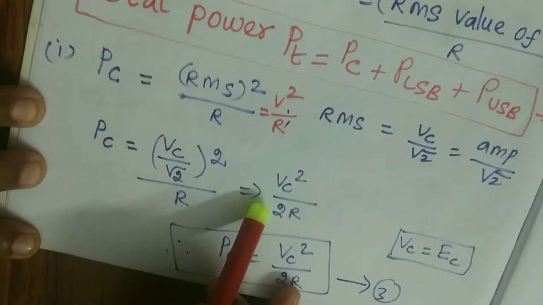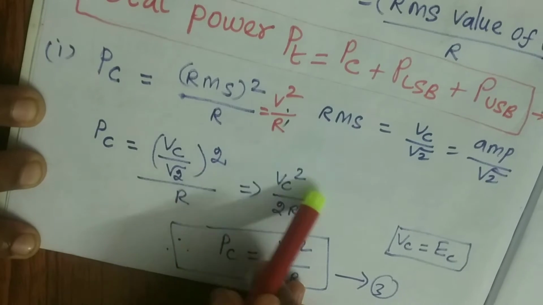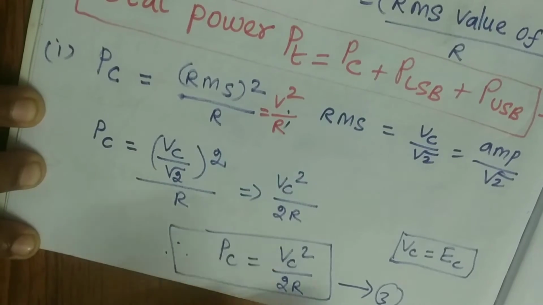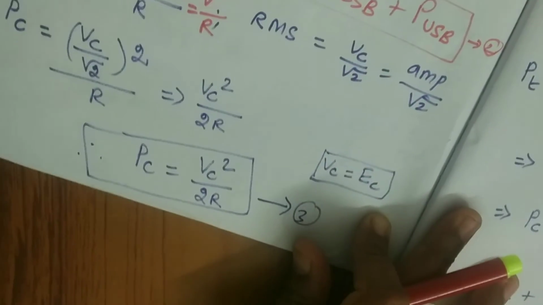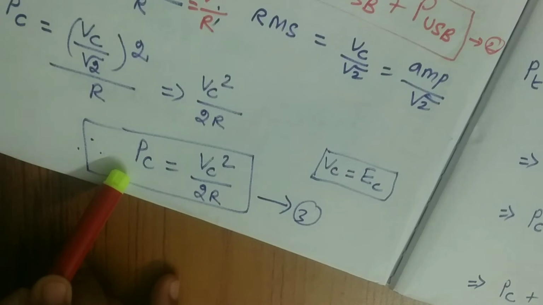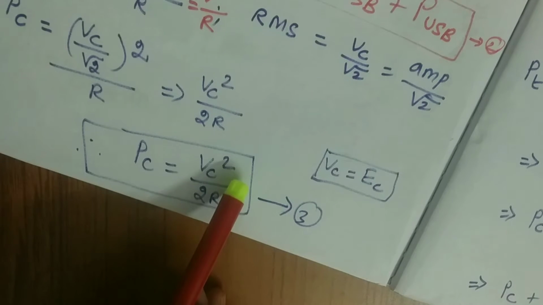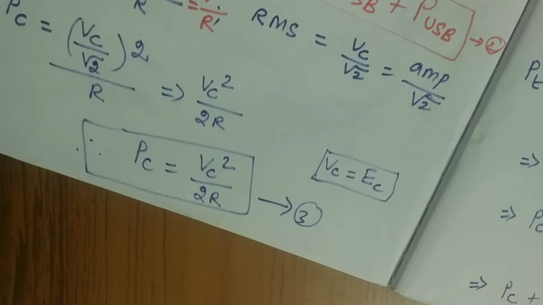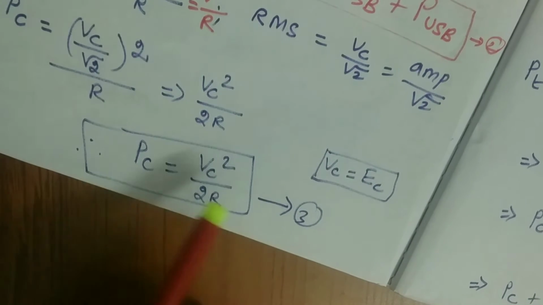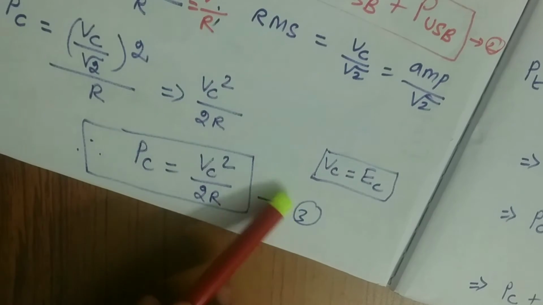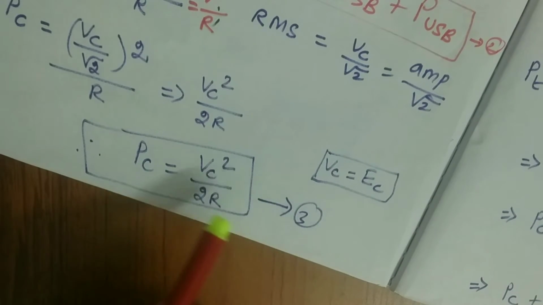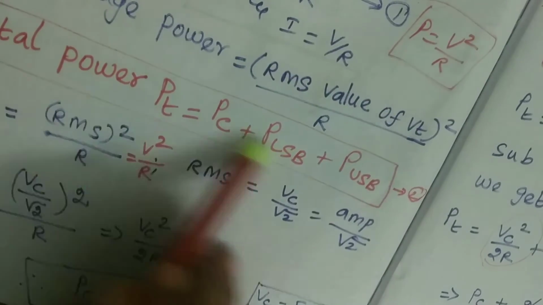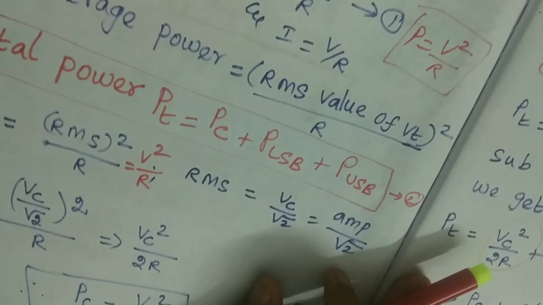So we are expanding this. What will we get? VC squared, root 2 squared is nothing but 2R. So carrier power PC is equal to VC squared by 2R. This is the expression for carrier power. It is named as the third expression, and the previous expression is the second expression.